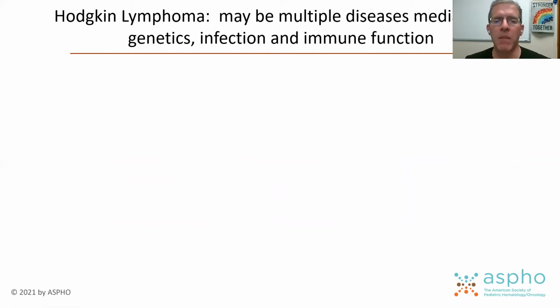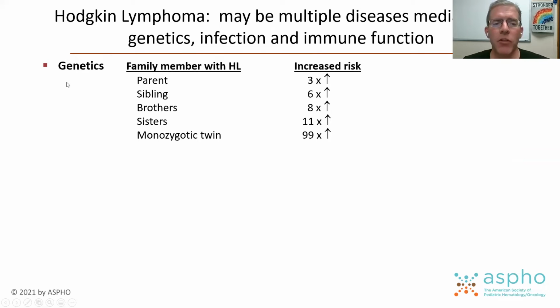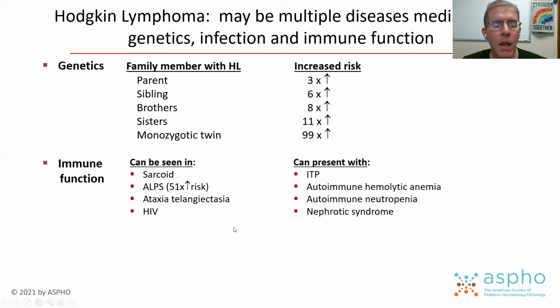So Hodgkin lymphoma may be multiple diseases mediated by genetics, infection, and immune function. So in terms of genetics, if you have a family member with Hodgkin lymphoma, your risk increases significantly based on whether it's a parent, a sibling, a brother, a sister, or a monozygotic twin. So genetics clearly plays an important role.